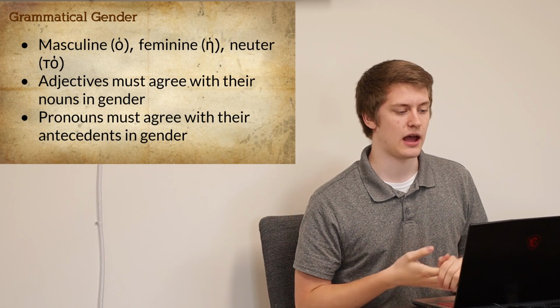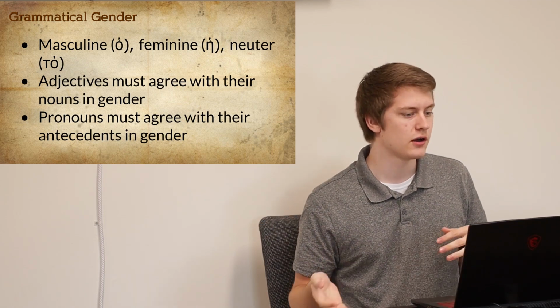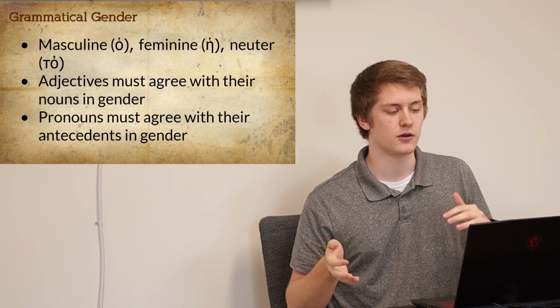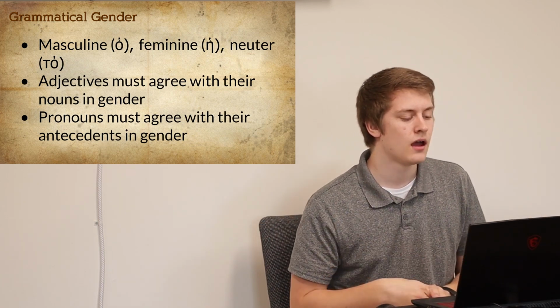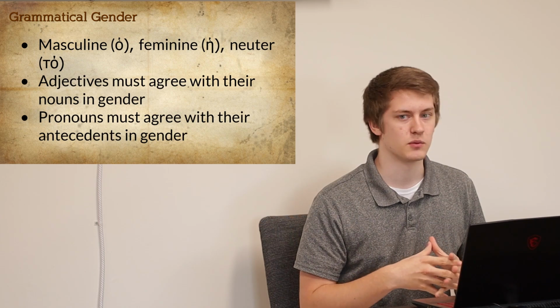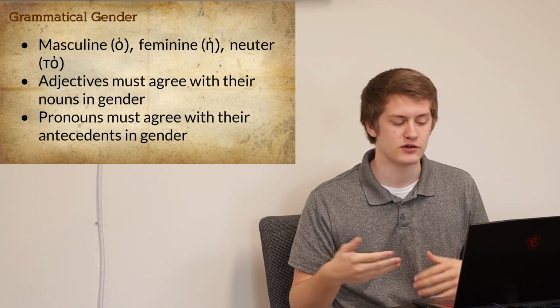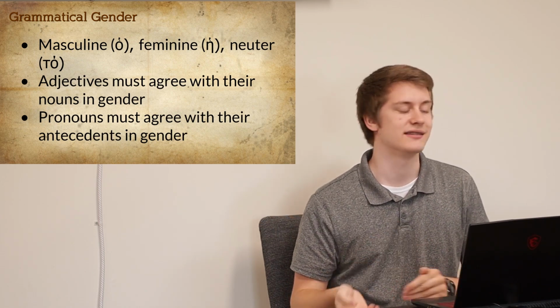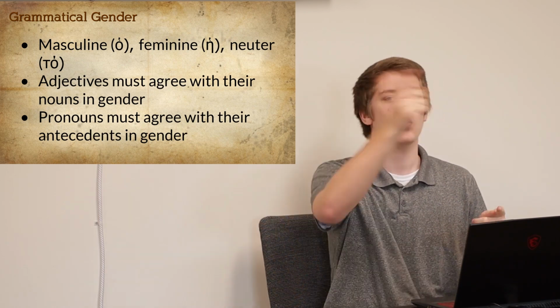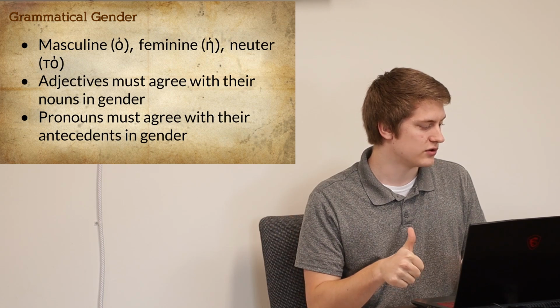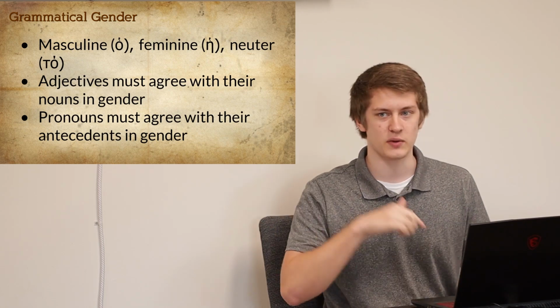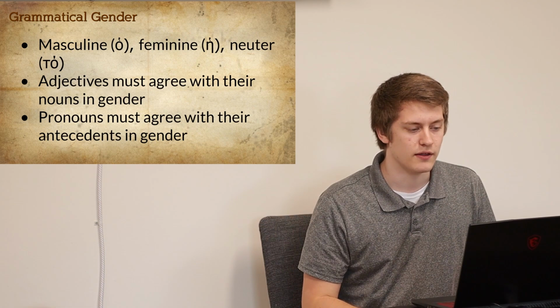And then lastly, at the very end, we talked about grammatical gender. We have masculine, feminine, and neuter, which for the article is ho, he, and to. And then adjectives must agree with the nouns they modify in gender, and pronouns must agree with their antecedents in gender, that antecedent being what it's referring back to. So that was all reviewed to catch us up on everything before we get into the studying of words.